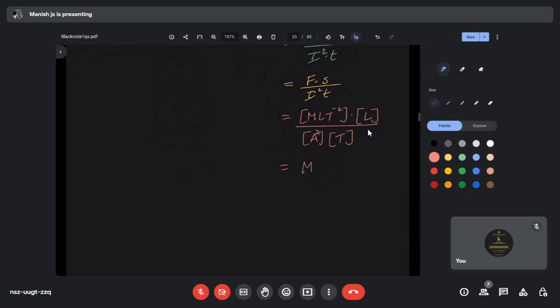So only one M is there. Now L, you have two L's, so L into L is L square. T, you're having one T at the bottom, that comes on the top, it becomes T power minus 3. And A square becomes A to the power minus 2. That's it. So finally this is your dimensional formula: M L square T power minus 3 times A power minus 2.